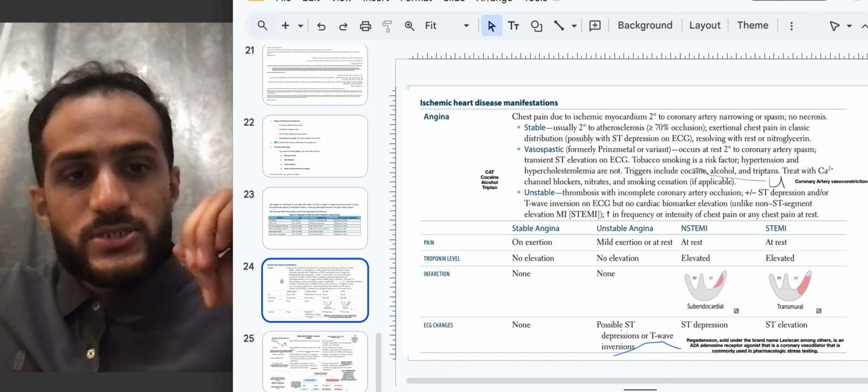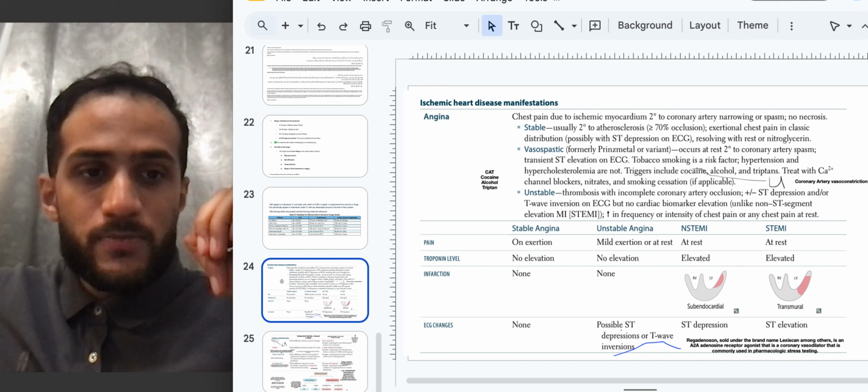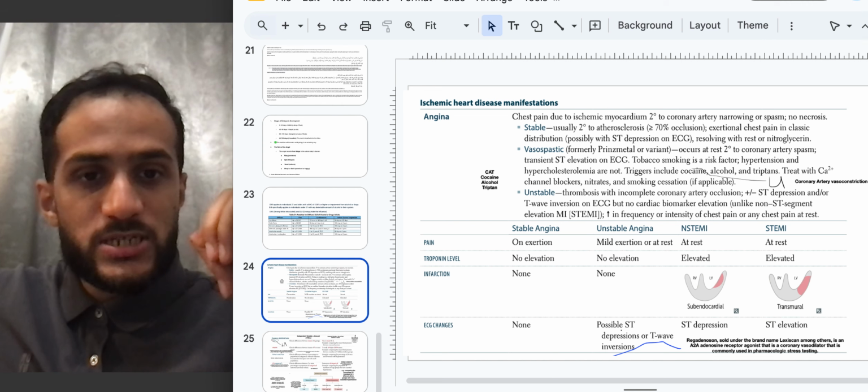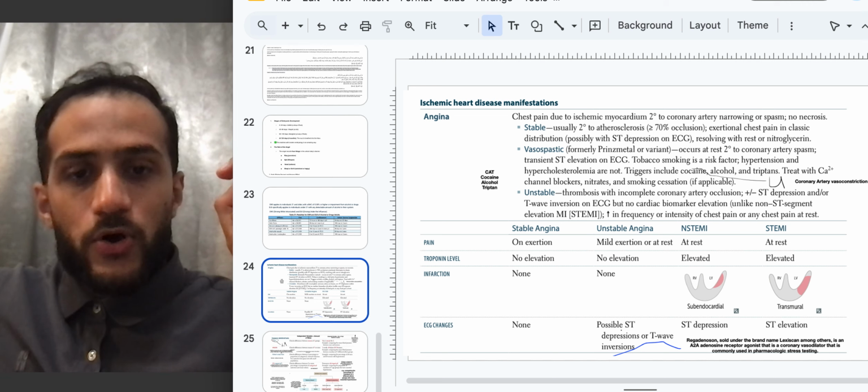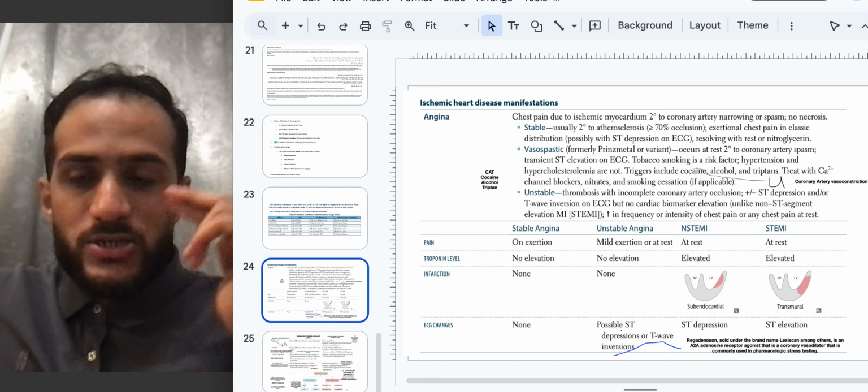Unstable angina: thrombosis, incomplete coronary artery occlusion, ST depression and/or T wave inversion on ECG with no cardiac biomarker elevation, unlike non-ST segment elevation MI. Increased frequency and intensity of chest pain and any chest pain at rest. So stable angina is on exertion, troponin levels no elevation, ECG changes none. Unstable is mild exertion and rest.